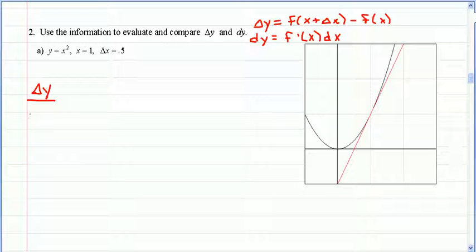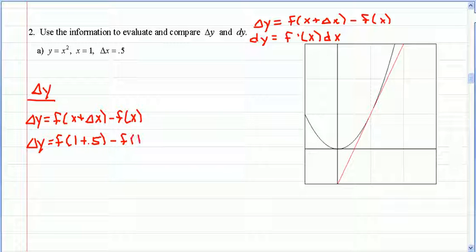So for delta y, we have f of x plus delta x minus f of x, and if we substitute the information that's given to us, we have f of 1 plus 0.5 minus f of 1, and so delta y is equal to f of 1.5 minus f of 1.